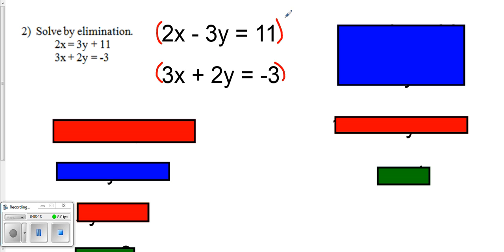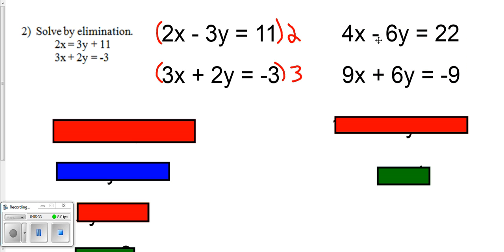Negative 3 times what would make 6? Well, we're multiplying it by 2. 2 times what would make a 6? We're going to multiply this whole thing by 3. When we do that, this will now be the opposite of this one, so we're getting rid of our y values. So our entire equations would change. 2 times 2x is 4x. 2 times negative 3y is negative 6y. 2 times 11 is 22. On the bottom here, 3 times 3x is 9x. 3 times 2y is 6y. 3 times negative 3 is negative 9.